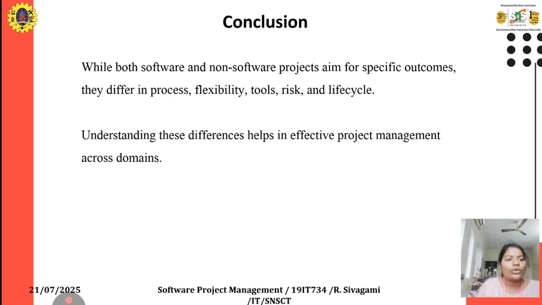The conclusion for this topic is that while both software and non-software projects aim for specific outcomes, without outcomes we wouldn't do anything, so all have some outcomes. They differ in process, flexibility, tools, risk, and life cycle. Understanding these differences helps in effective project management across domains. I hope you all have understood this concept in software project management.